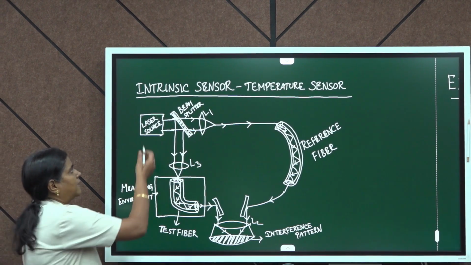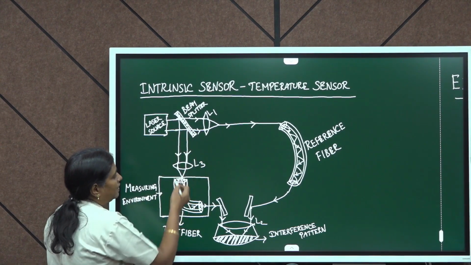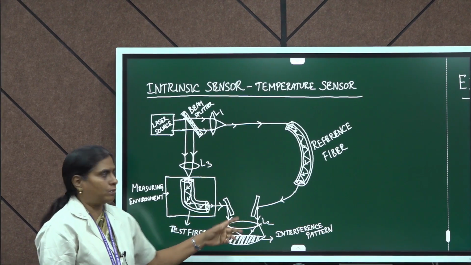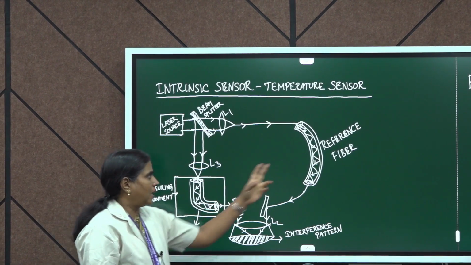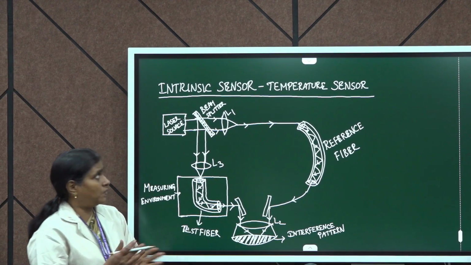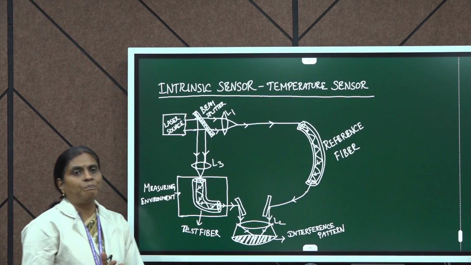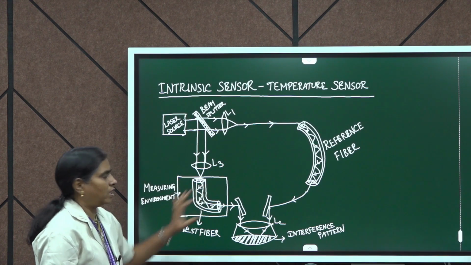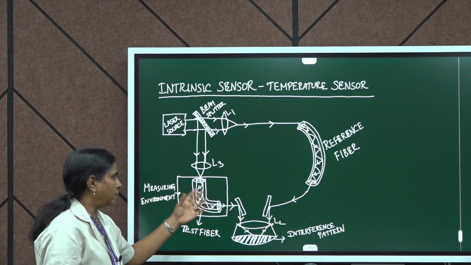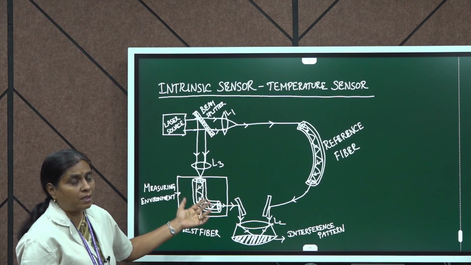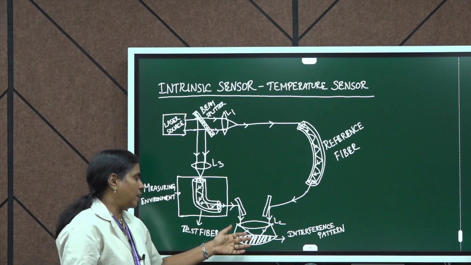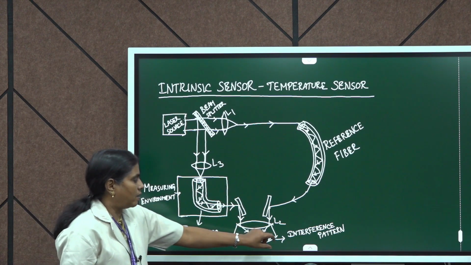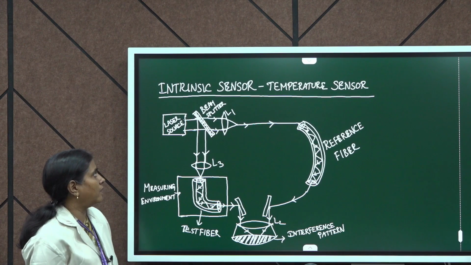There are different parts: a laser source, a beam splitter and three lenses, L1, L2, L3, and two fibers, one testing fiber and the other a reference fiber. The difference between intrinsic and extrinsic sensors is that the testing fiber will be in the particular measuring environment. So, it will get affected by that physical parameter, and finally, we merge these two rays to measure the temperature in that environment.